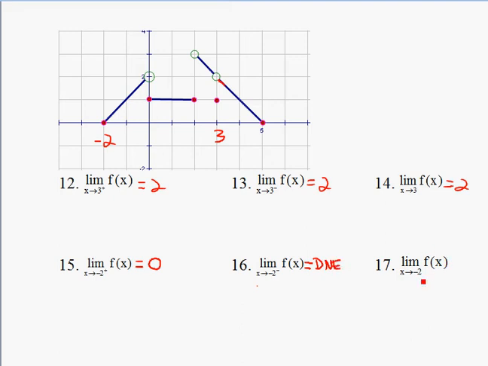And does the limit exist as x approaches negative 2? No, because the left-hand limit, there's no function value, so it doesn't exist. This is kind of an annoying question. I should have deleted it, but I was too lazy to do that.